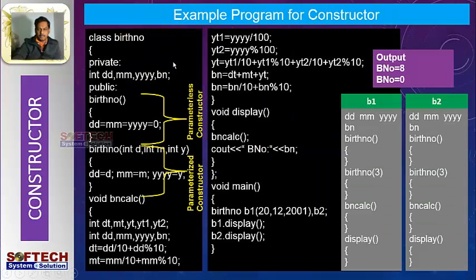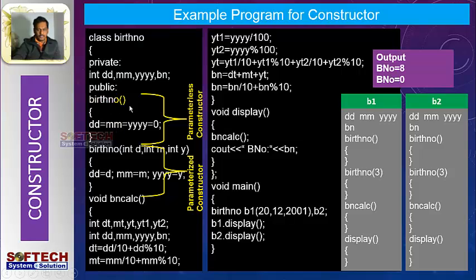This is another example program for constructor. So the class birth number. In the previous example we already discussed the birth number, calculating the birth number for the given date of birth. So class birth number, private date, month, year, birth number, public birth number. This is a parameterless constructor or 0 argument constructor.